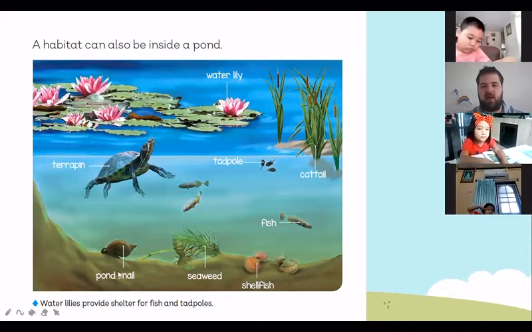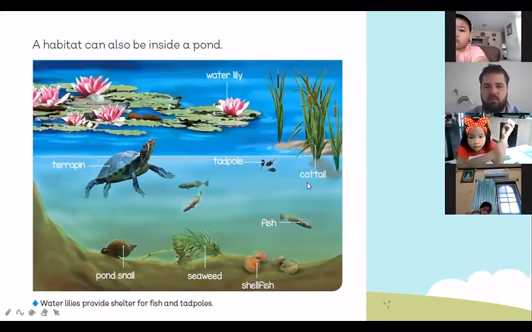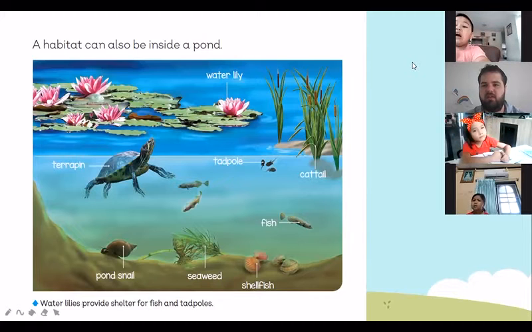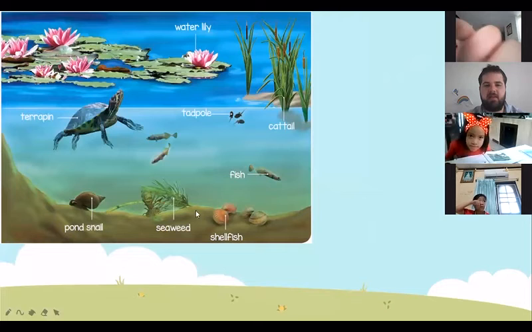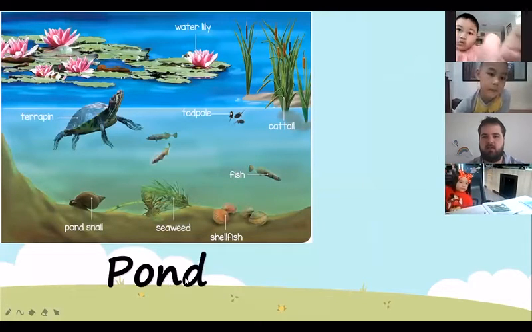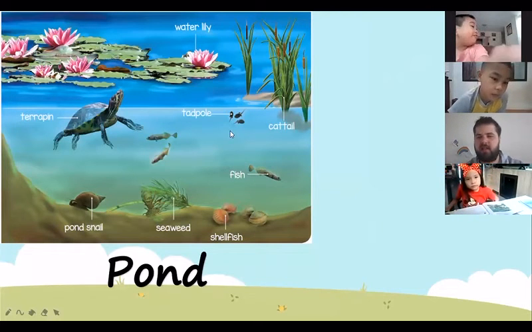Very good. And now our plants, we have seaweed, cattail, and water lily. Very good. Okay. And this habitat, what habitat is this? We call it pond. This is our pond habitat.